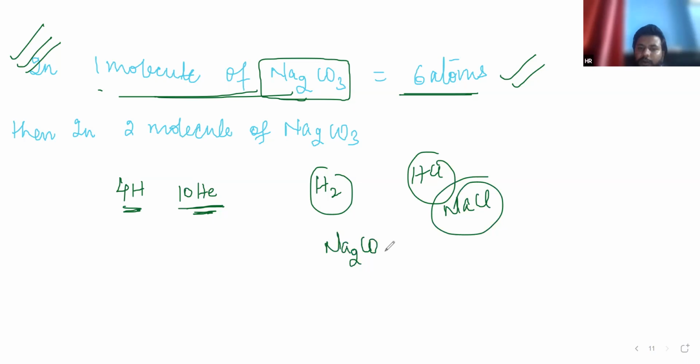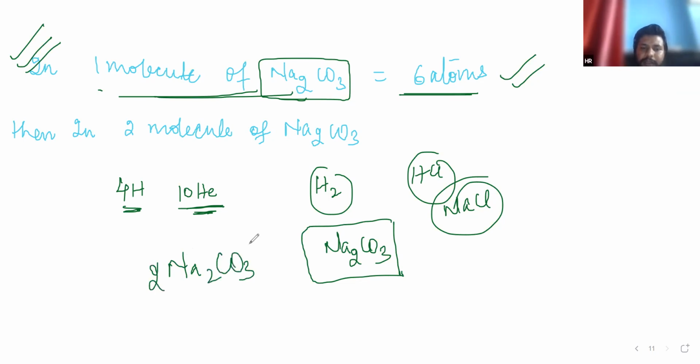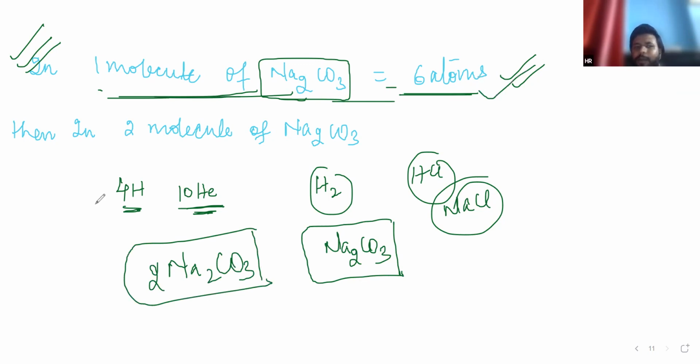This is a molecule. This is one molecule. And if I write 2Na2CO3, this is two molecules. Are you getting it or not? You see, in one molecule of Na2CO3, 6 atoms. In two molecules of Na2CO3, 2 into 6, 12 atoms. Azza, do you have any doubt?